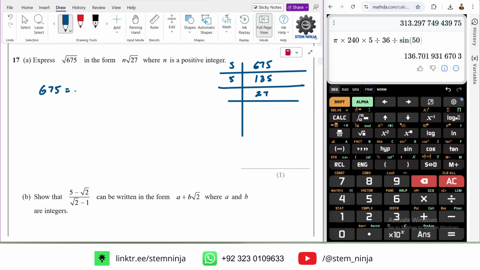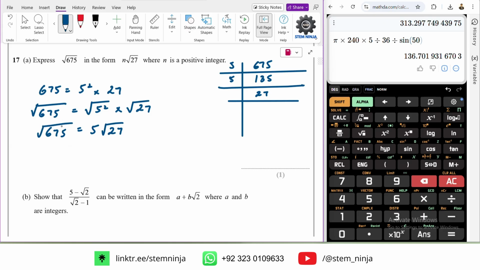So 675 is equal to 5 squared times 27. Therefore when you take the root of 675, you are doing root 5 squared times root of 27. So this can be represented as 5 root 27. That's it. So 5 root 27.